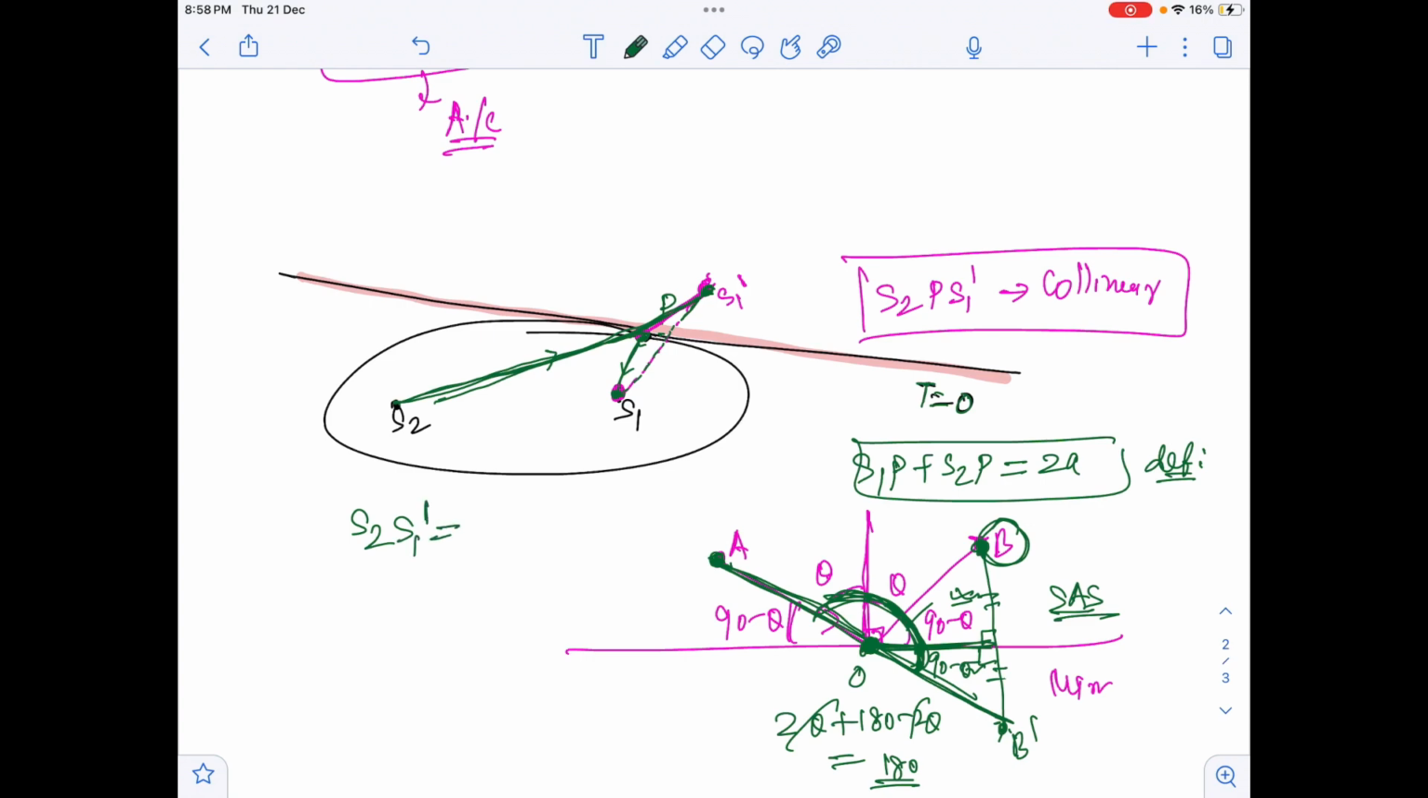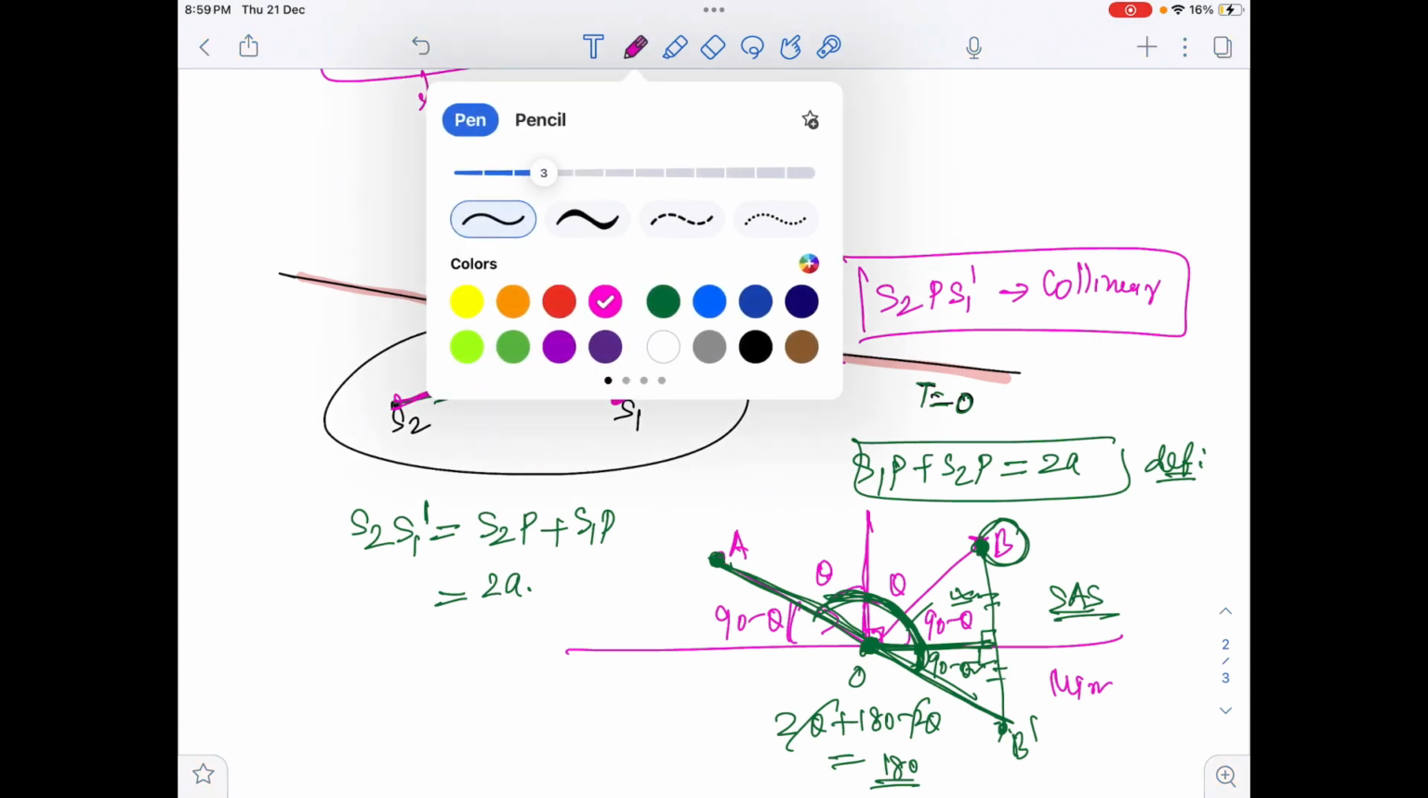Right? So what about S2S1 dash? What is this distance? It's nothing but S2P plus S1P. Why? Because S1P is equal to S dash P, right? This distance is equal to this because we have taken the image. And that's very interesting because S1P plus S2P is always 2A. So see the magic. It means the reflection of a focus in any tangent is always at a constant distance from the other focus. So this distance is always 2A.